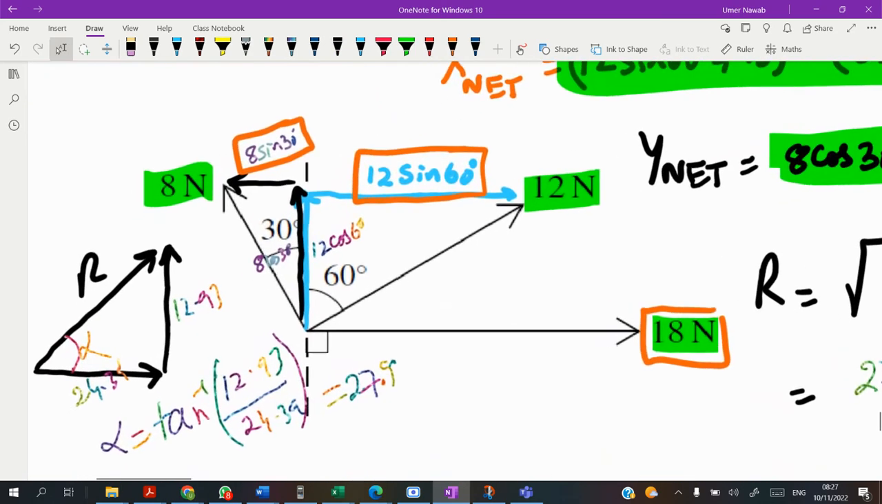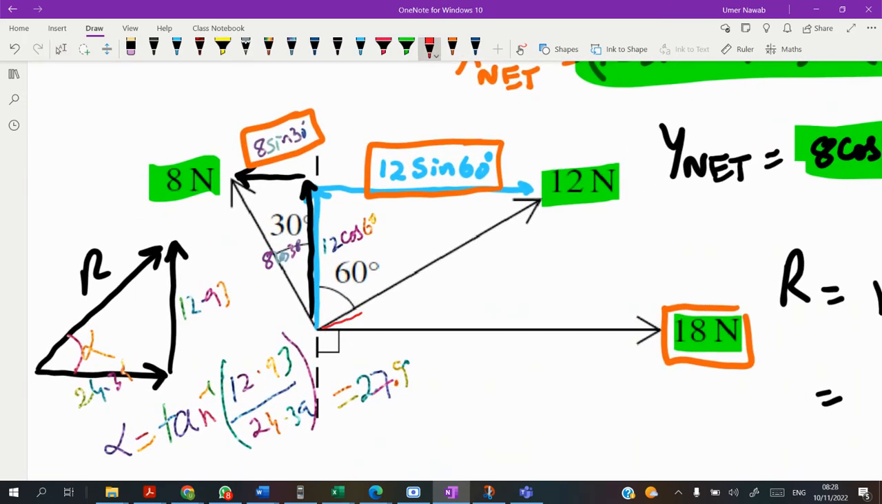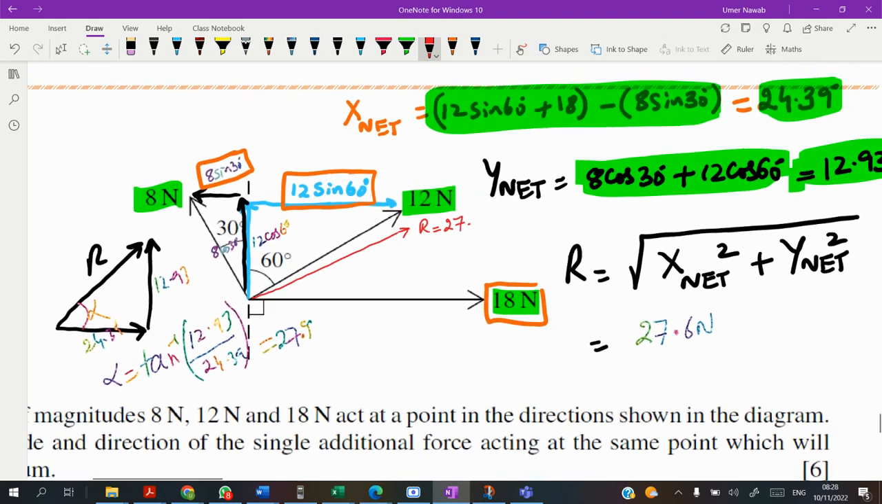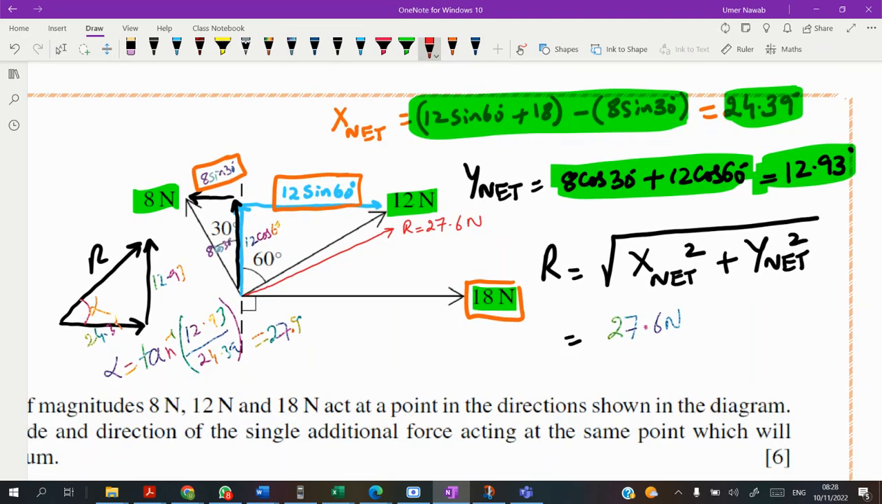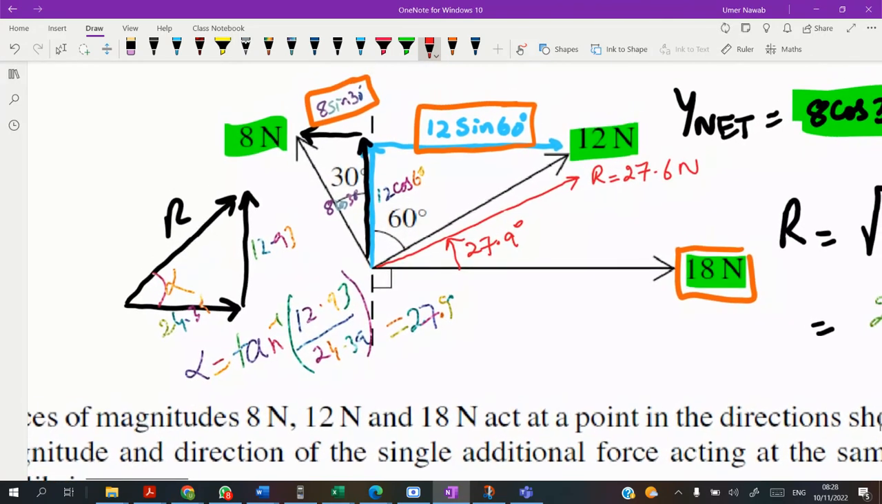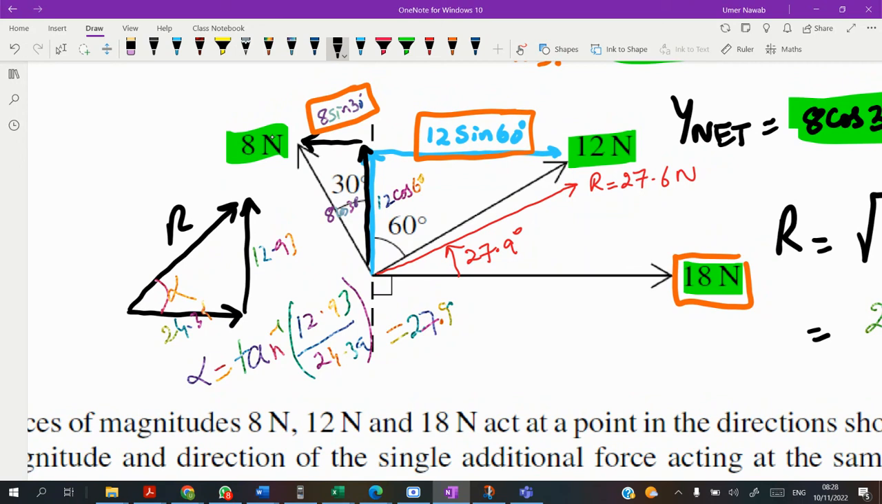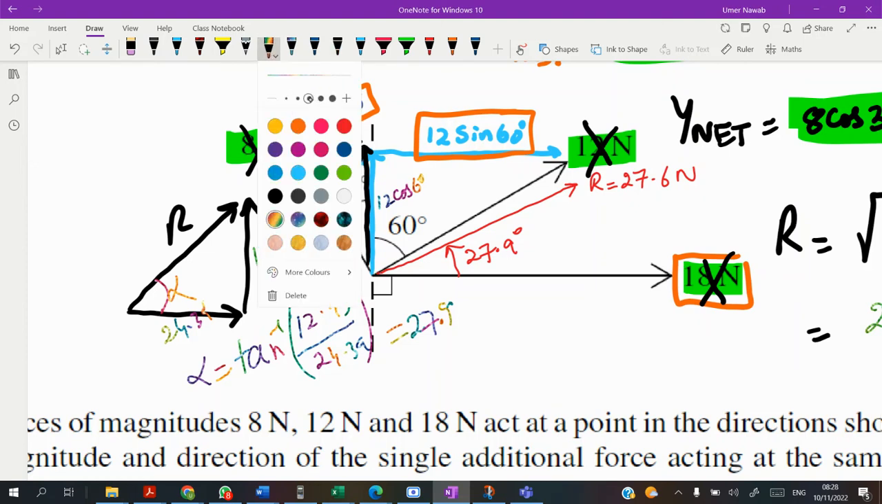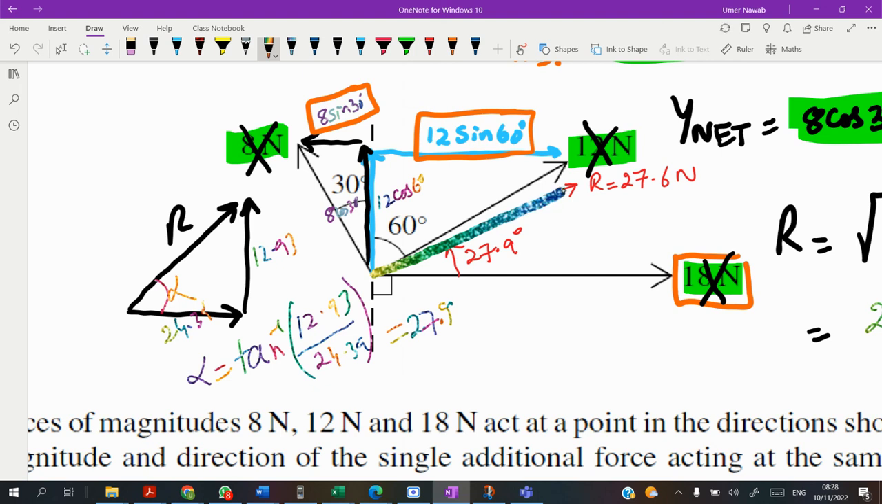So 27.9 means my resultant will be somewhere here. This is my resultant, which is 27.6 Newton, making an angle of 27.9 degrees. Wow. It means I can remove these three forces, and I will get a single force acting in this direction. A single force.